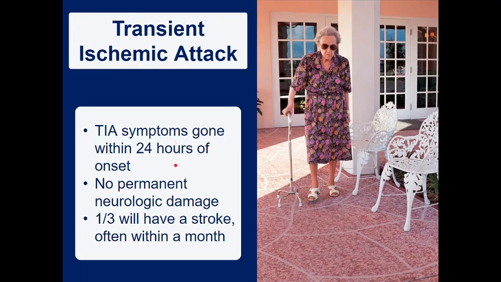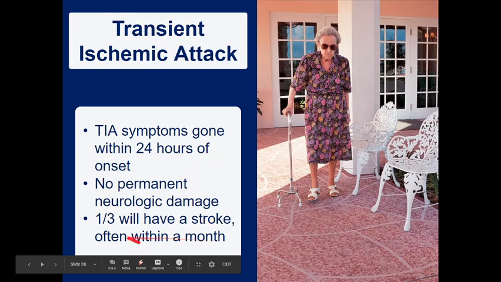Or maybe, and this is not unheard of, someone had some symptoms yesterday, and then they got better, and then today, for some reason, they called EMS because it's more convenient for them to go to the hospital. And they said, oh, yesterday my arm went paralyzed, and then it's better now, but I still want to go to the hospital. And you can say, oh, maybe it was a TIA yesterday. No permanent damage. This is what differentiates it from a stroke. However, these patients are at higher risk to have a stroke subsequently, a full-blown stroke with permanent deficits. So a third of patients with a TIA often get a stroke within a month.